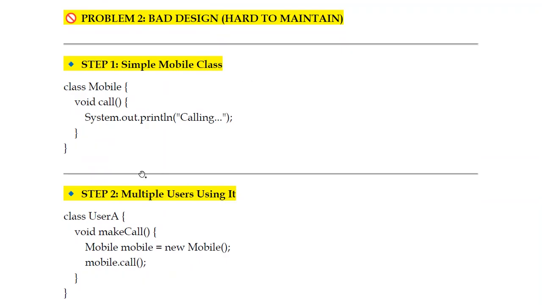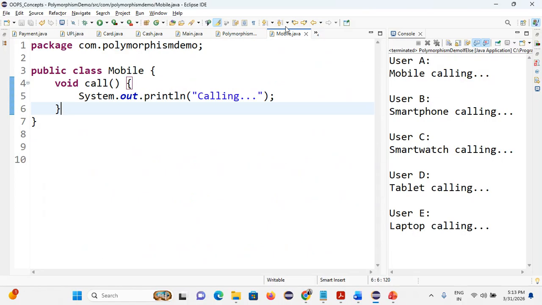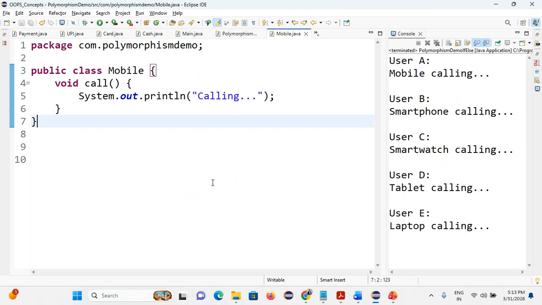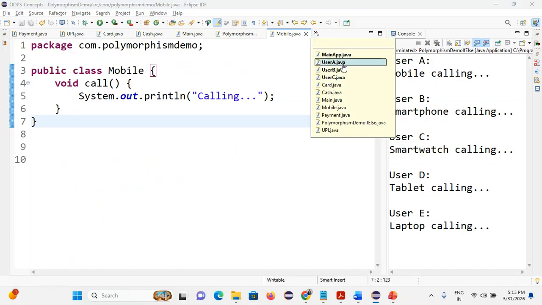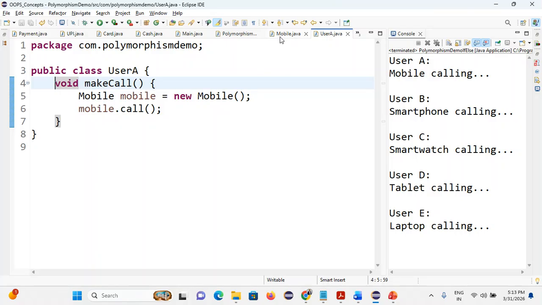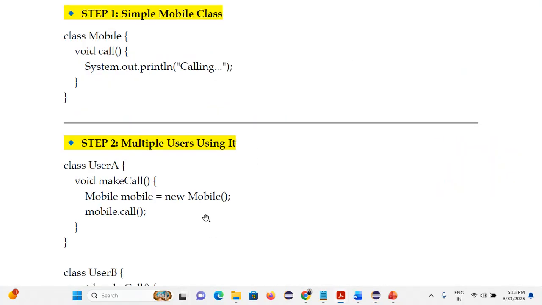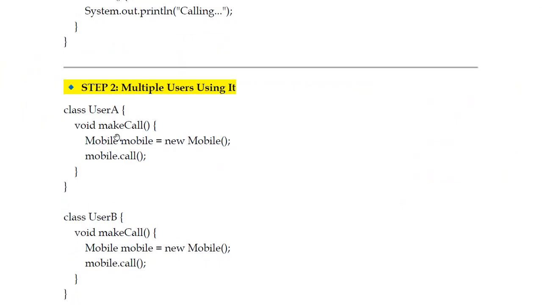This is a simple mobile class. For example, I have already written this code here. This is a mobile, and that method is calling. Next, multiple users are using it. I'm just dividing the code. User A is a make call. The person uses the same method. The mobile class is already there, the call method is calling. Next, multiple users using it. User A contains the method void make call.